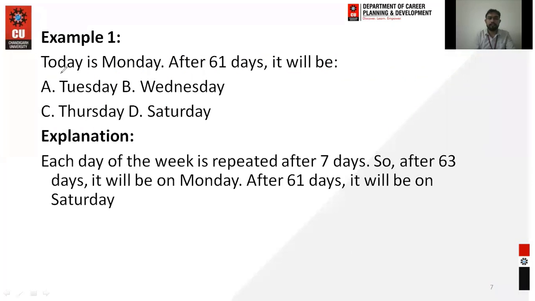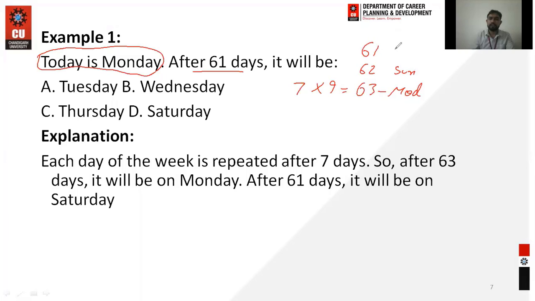First question: if today is Monday, after 61 days, which day will it be? We can say that at an interval of 7, all days are repeated. So if today is Monday, after 7 days it will again be a Monday. After 21 days it will again be a Monday. Similarly 7 into 9, after 63 days it would have been a Monday. After 62 days it would have been a Sunday. And after 61 days it would have been a Saturday. As such, I can easily answer this question: after 61 days it will be a Saturday.